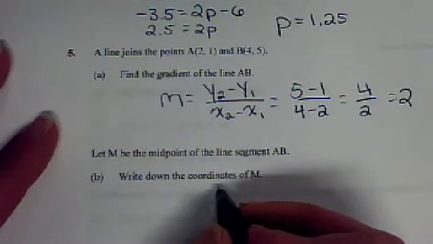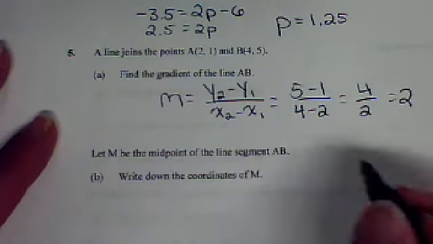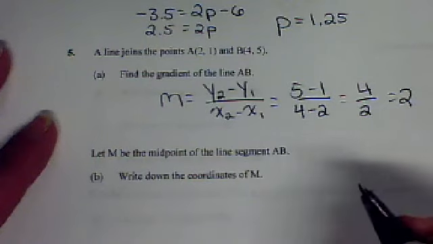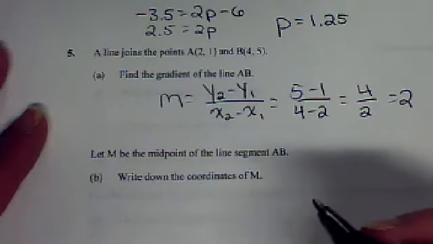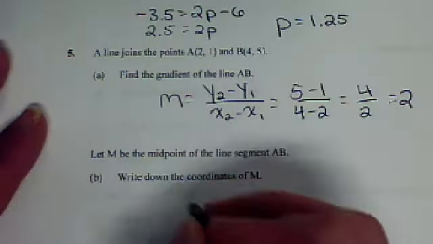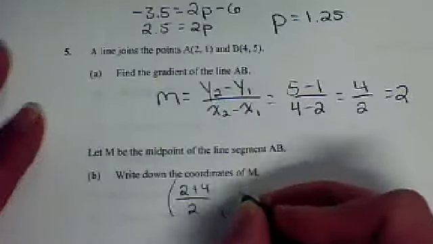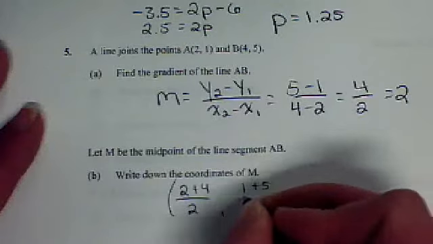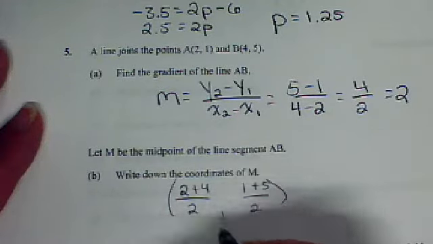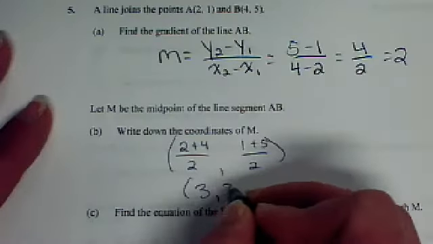It also wants us to write down the coordinates of M, the midpoint between those 2 points. So one way to think about midpoint is the halfway point. It's the average of your x's and the average of your y's. Well, that gives me a 3 and a 3.